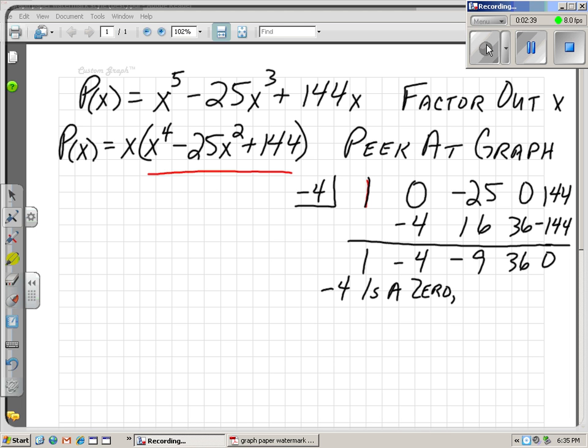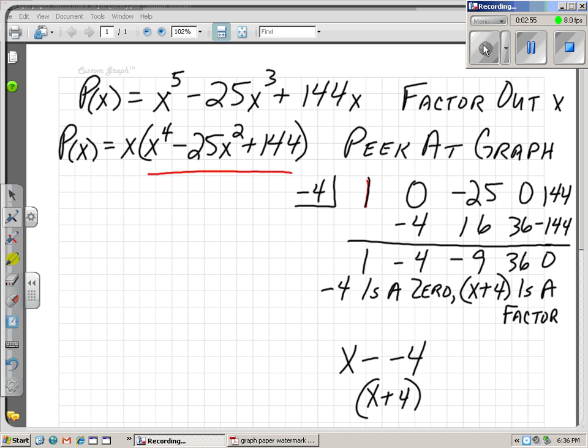It also means that x plus 4 is a factor. All right, because remember, it's x minus the root, or x minus the 0. So x minus the -4 root is really x plus 4. Sorry, X plus 4 is a factor, not a 0. -4 is the 0. So what does my polynomial look like now?